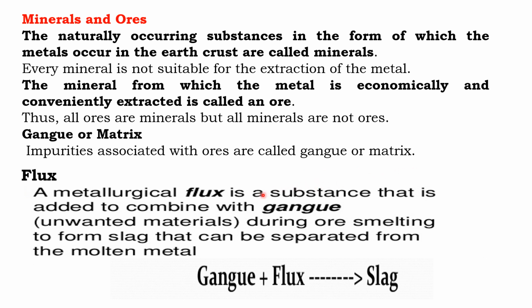Then we have a particular substance called flux. Flux is a substance which is added to the ore so that it combines with the gangue and is removed as the slag. So ores contain gangue material. We could remove the gangue easily by adding certain materials called flux. These are chemical compounds. The flux combines with the impurities present in the ore and is removed as slag. So slag is a combined form of flux and gangue.